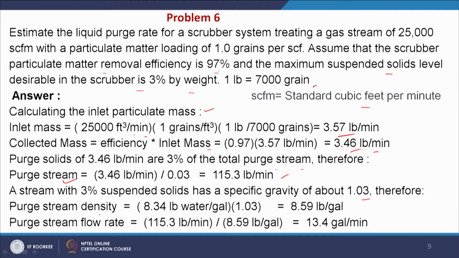Therefore, the purge stream density is equal to 8.34 pounds of water per gallon into 1.03, because you know that 1 gallon of water is equal to 8.34 pounds, and this is our specific gravity, 1.03. So, we will get 8.59 pounds per gallon. So, we have the purge stream flow rate in pounds per minute, and now we have pounds per gallon. So, this will be 13.4 gallons per minute. So, now we are able to solve the problem.